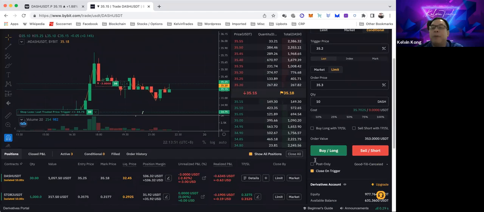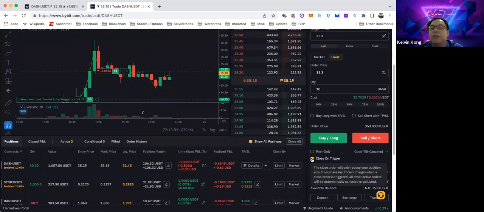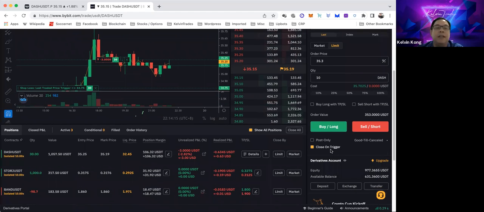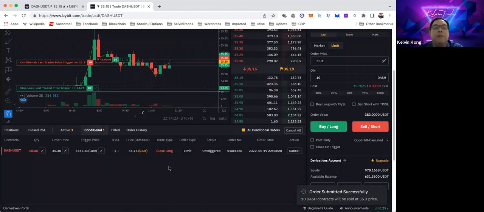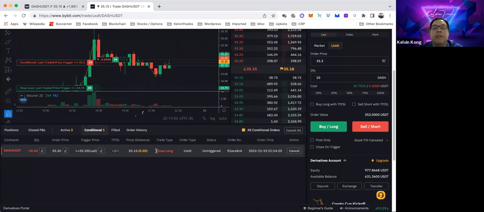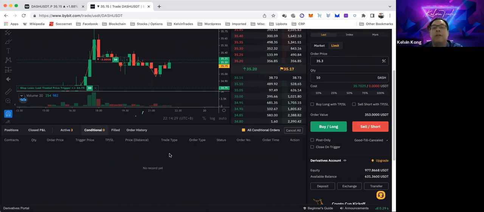So always remember, click this close on trigger. In FTX, this is something like a reduce only. Those who traded on FTX before, we had this reduce only, and we must always click it. So now we must always click the close on trigger. So I'm going to sell. I have one conditional order. You can see the trade type is close long. Hit already so fast.